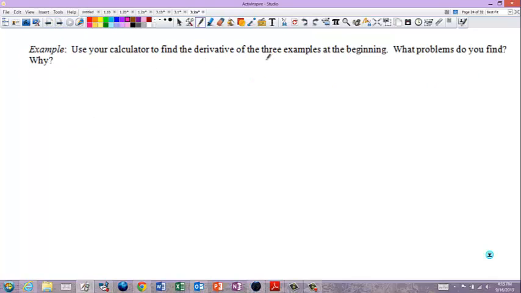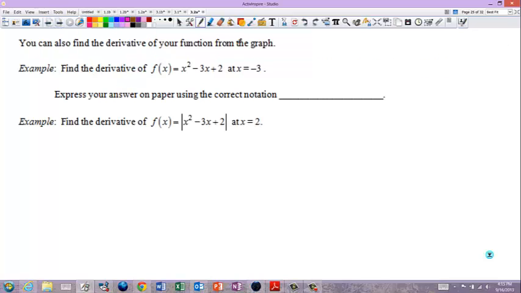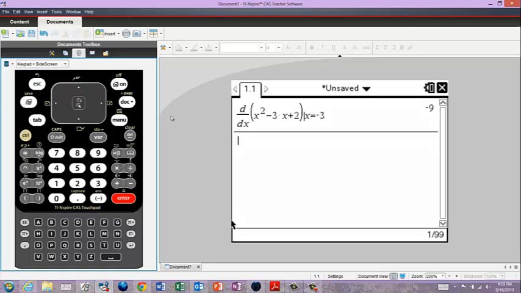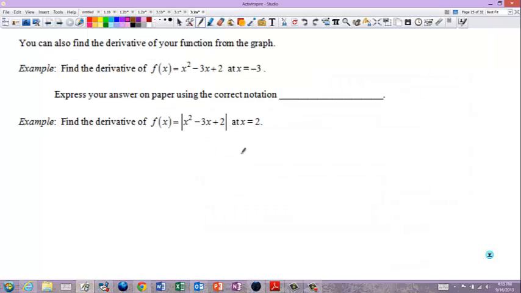Use your calculator to find the derivative of the 3 examples at the beginning. What problems did you find and why? I actually did that while I was teaching that. So, check. You can also find the derivative. I cannot figure out how to make the TI Inspire do that, but we do not need that function, so we're not doing that. We've already done it. It's f prime.